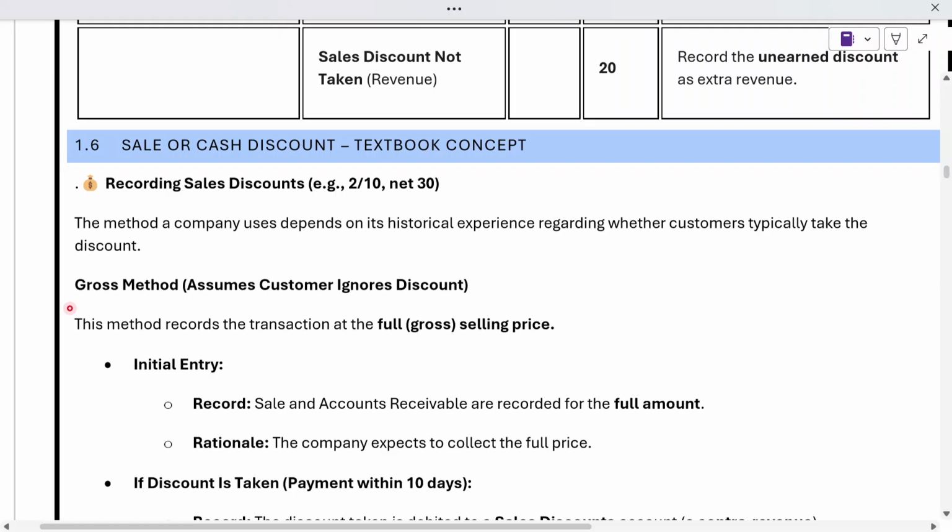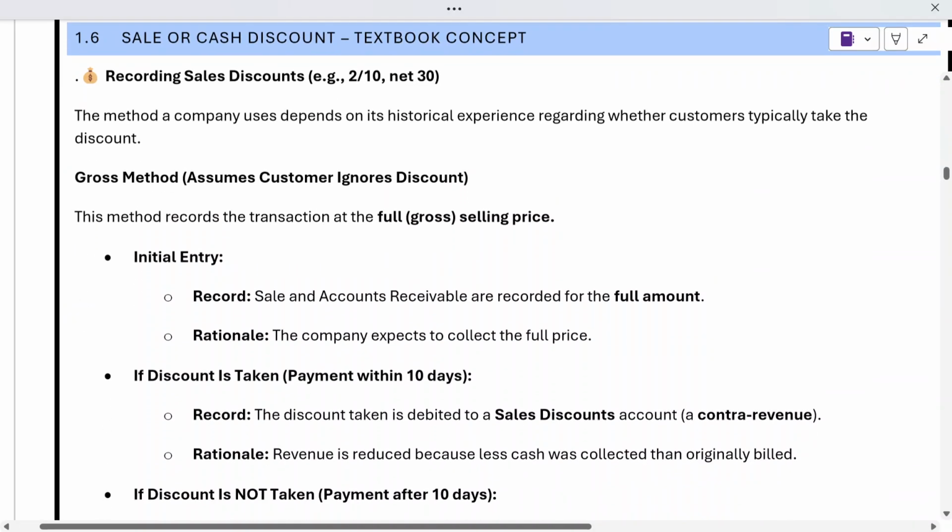Now if the gross method is used, then what happens? The initial entry we saw when the gross method was used is recorded as 1000. So what they are saying, sale and accounts receivable are recorded at the full amount. The rationale is simple, the company is expecting to collect the full price. Now if the customer comes and takes the discount because he has paid within 10 days, it means that they have taken the discount.